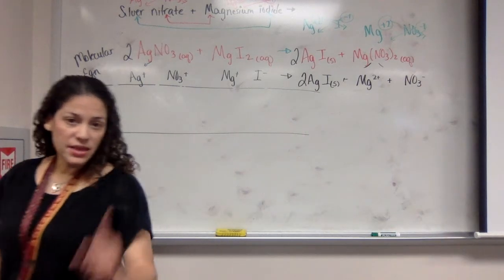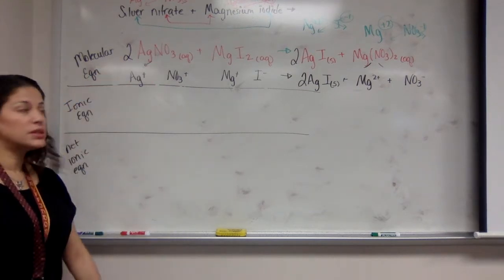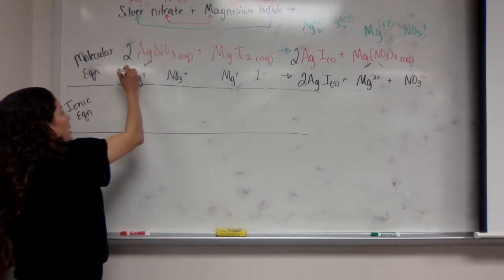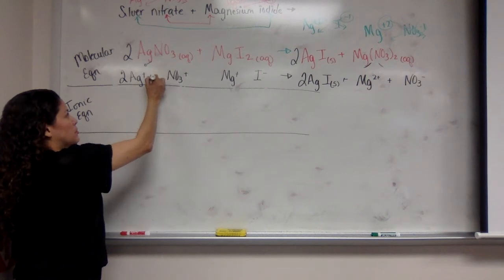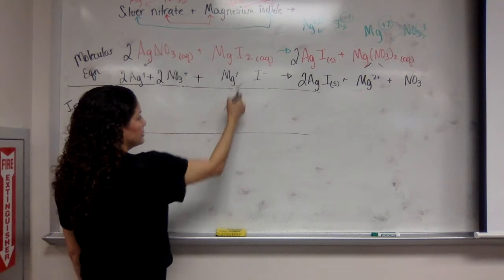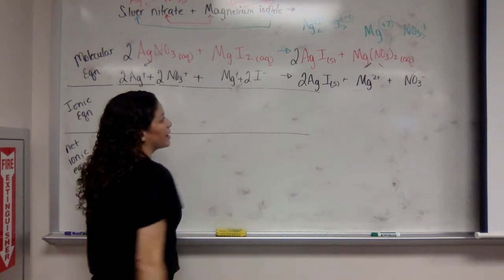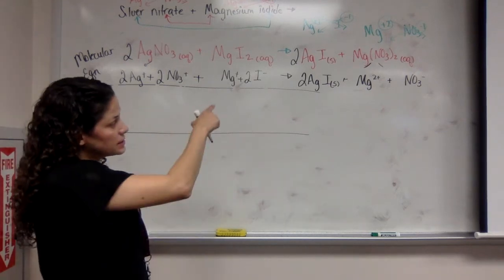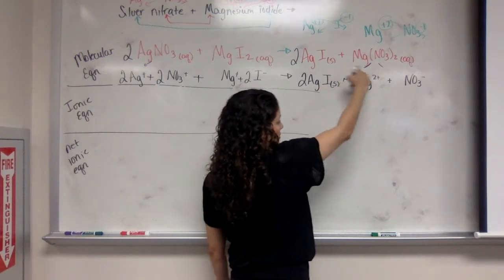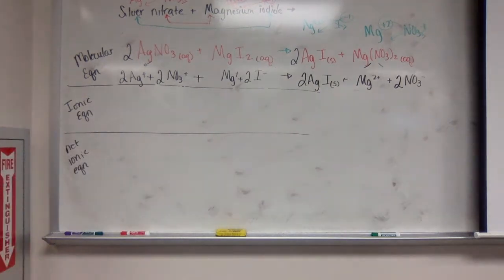Now, keep in mind that the coefficients and the subscripts are very important. When I look at this, I have 2 silver nitrates, so I need to use that coefficient to represent how many ions I have. So I'm going to have 2 silver ions plus 2 nitrates. I'm going to have 1 magnesium, but because the subscript tells me I have 2 iodines, I'm going to have 2 iodine ions. Plus silver iodide is a solid, doesn't come out, and I'm going to have 1 magnesium, but I'm going to have 2 nitrates. So that is going to be my ionic equation.